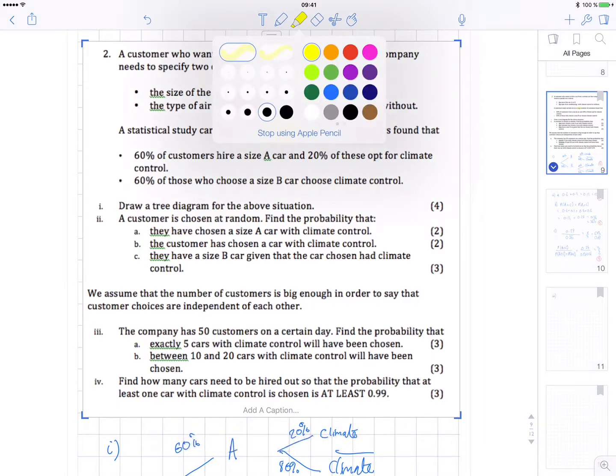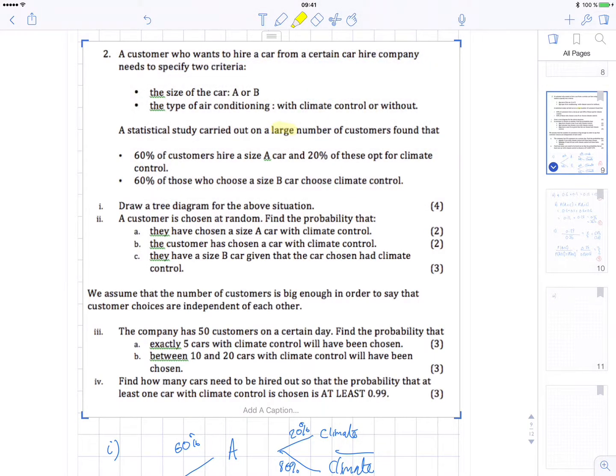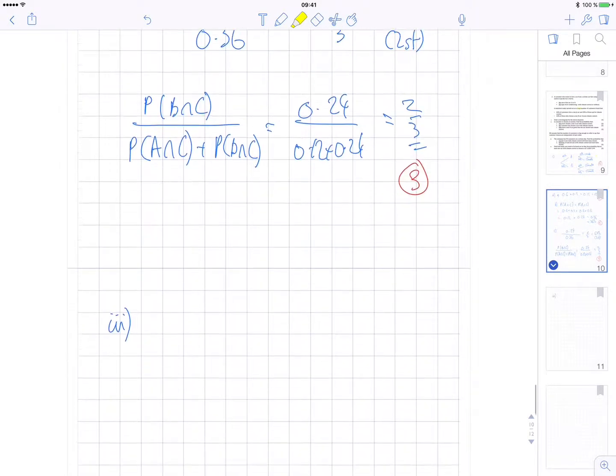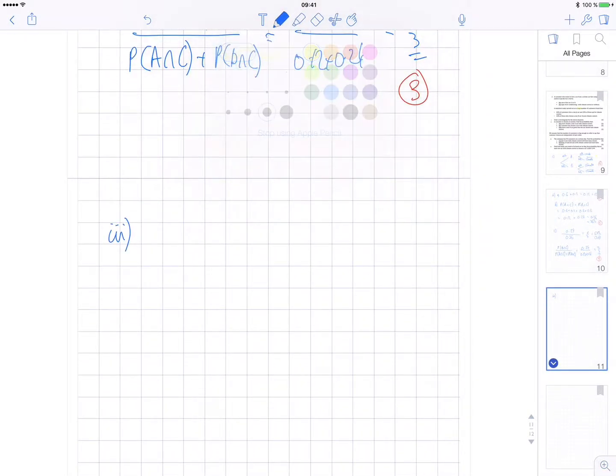Oops. Oh, why is it not highlighting? Okay, it's not allowing me to highlight. But I wanted to highlight to say that because of that we know it's a binomial distribution. So we can say possibly that we have that.